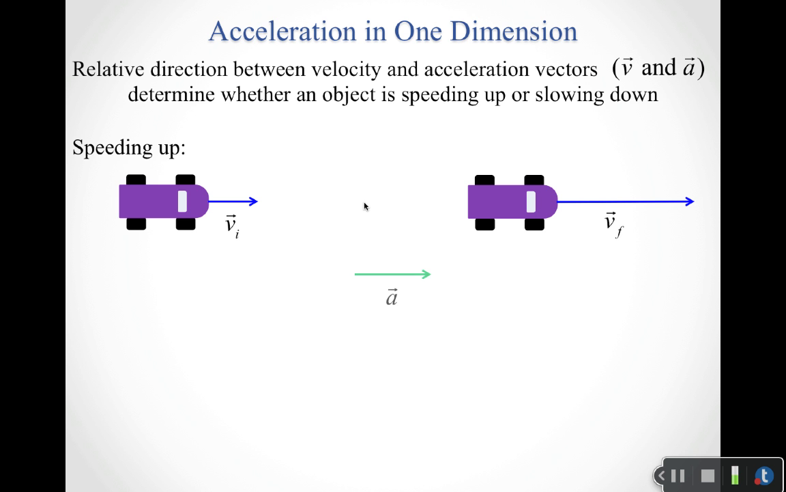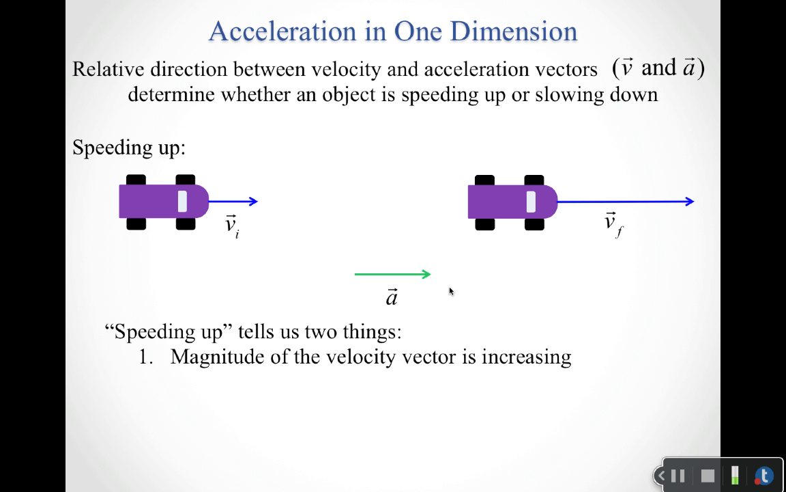The only way this can occur is if the acceleration happened to point in the same direction that the velocity vector pointed. So the object was moving to the right, but it sped up because the acceleration also pointed to the right. So in terms of the technical definitions for speeding up, again, there's two things that speeding up is trying to tell us.